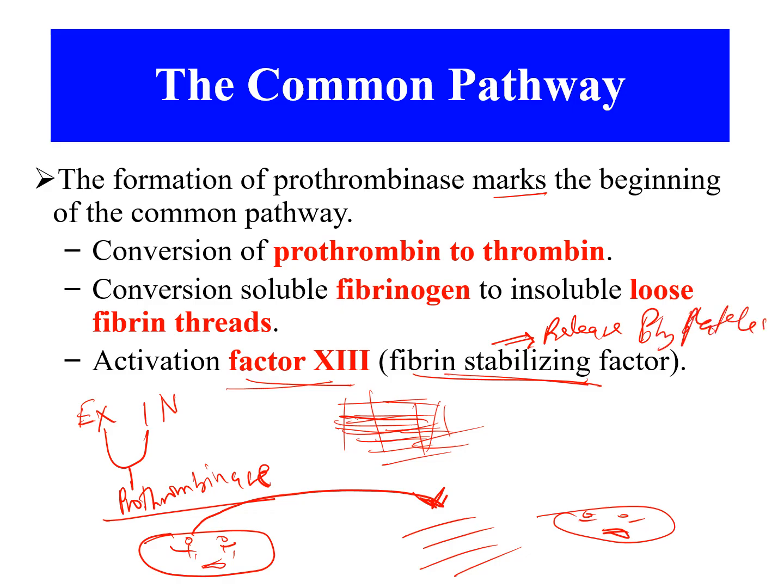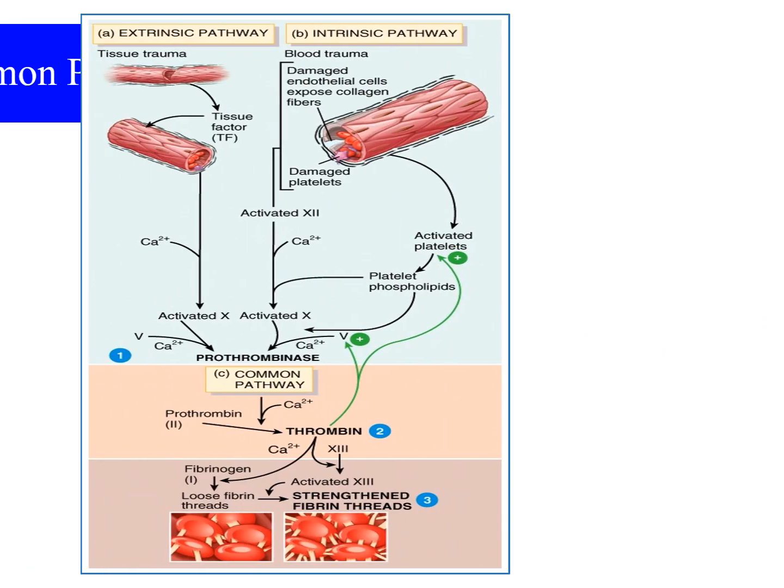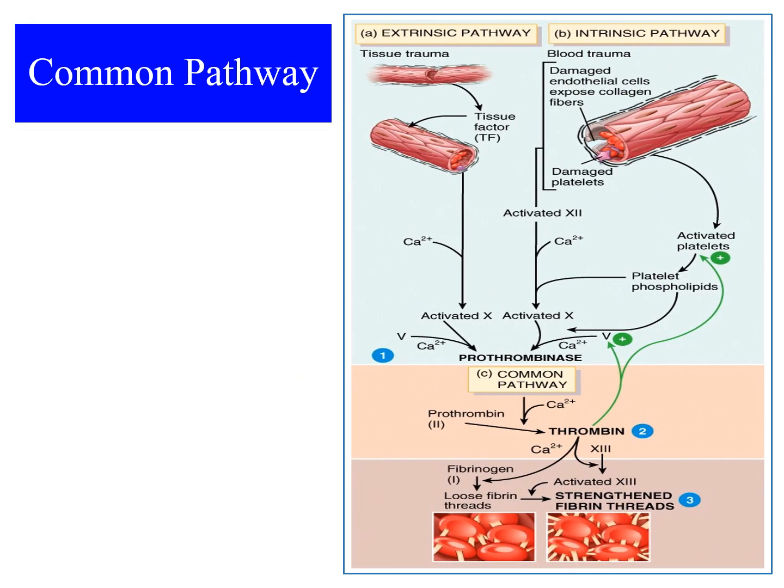So it's the platelets that release them. So that's what the common pathway is all about: production of fibrin threads and activation of factor 13 and so on. So this diagram is showing you what happens in the common pathway.